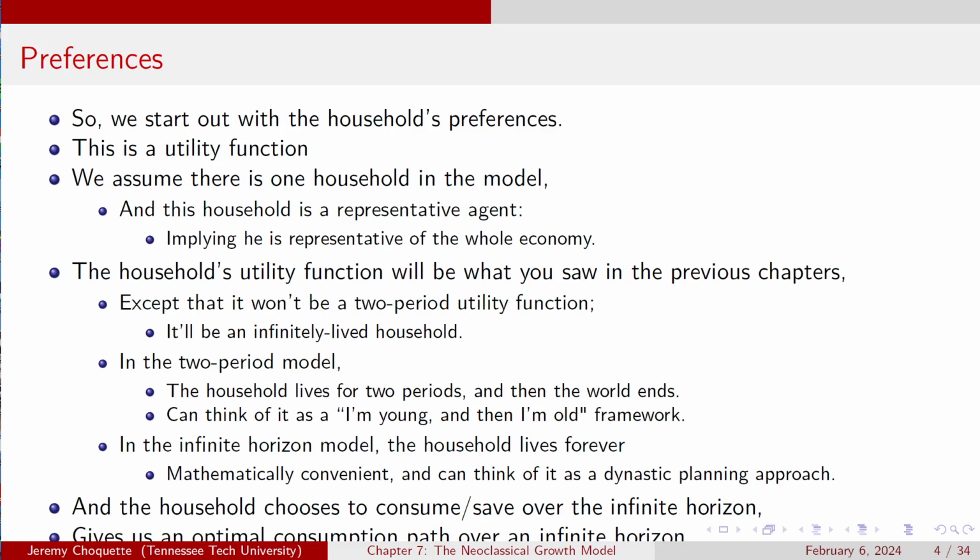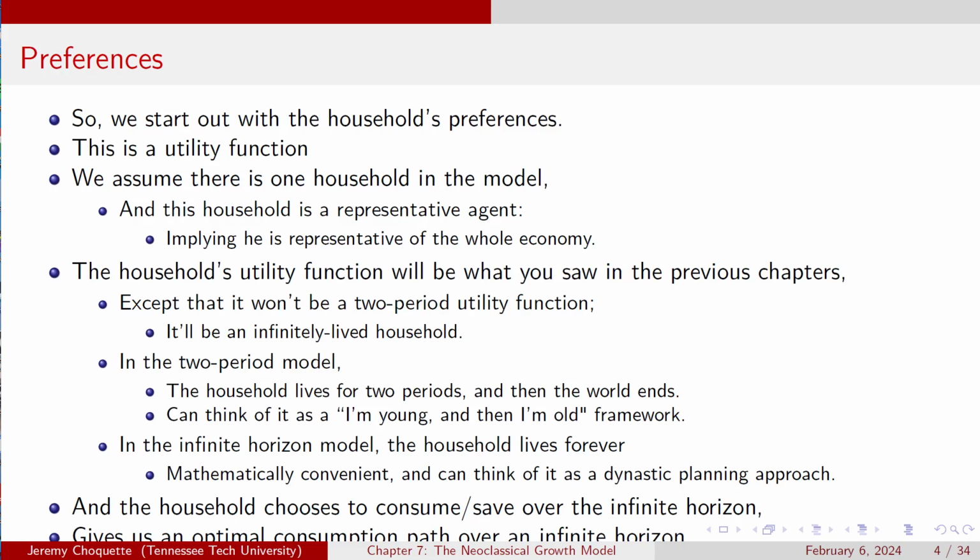In the two-period model, right, the household lives for 2 periods and then the world ends. And in that terminal period, they don't do any more investment. Investment is equal to 0 because why would you save for when there's not going to be any existence in the next period? It's kind of dumb, right? In the infinite horizon model, that investment carries over period after period after period.